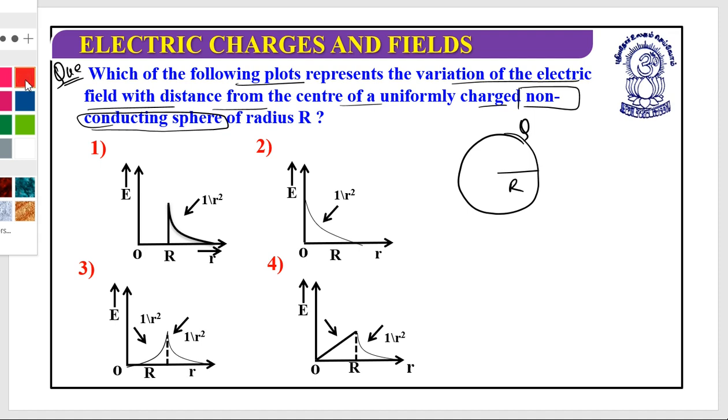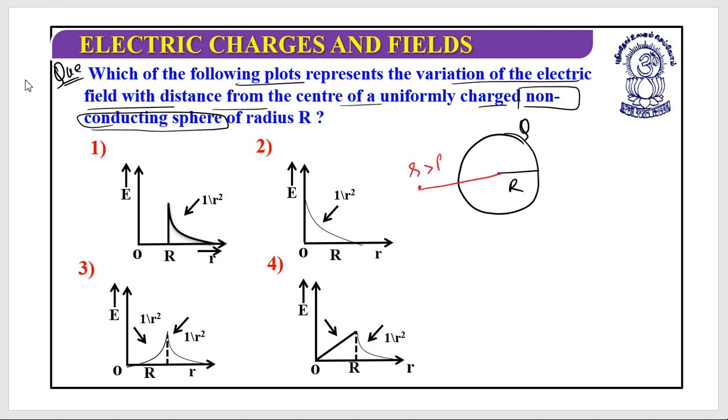Now if you remember this theory, we were interested in three sections. One, at this location, where r is greater than R. One on this location, where r is equal to R. And one at this location, where r is less than R. So this is first, this is second, this would be the third.